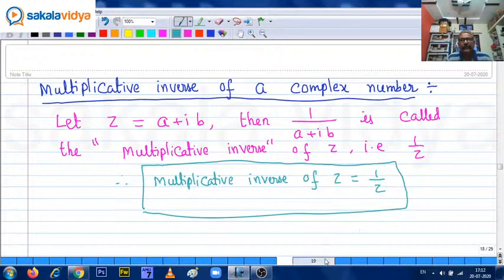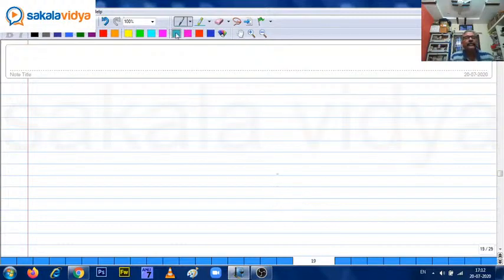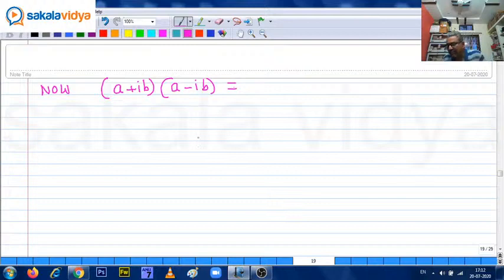So let's have some practice session now before going to find out. Now I ask you one question. What is a plus ib into a minus ib? So what is the product of these two?